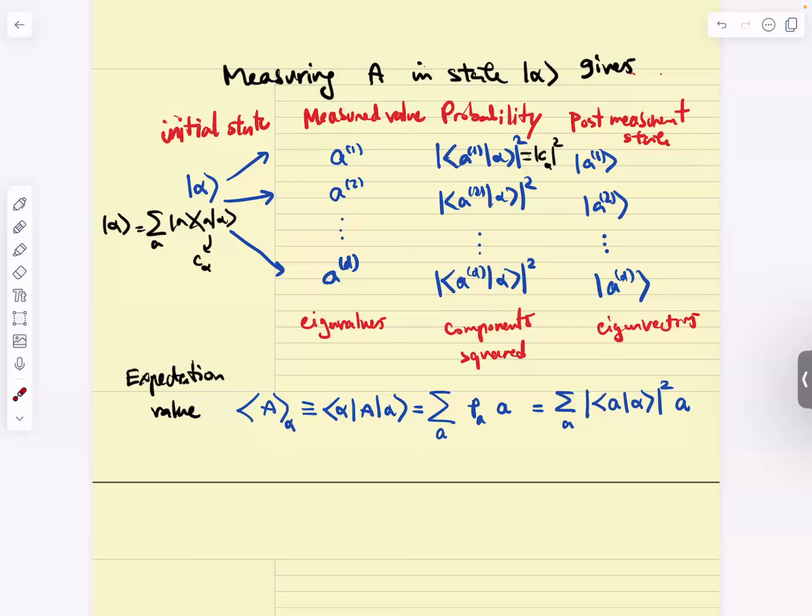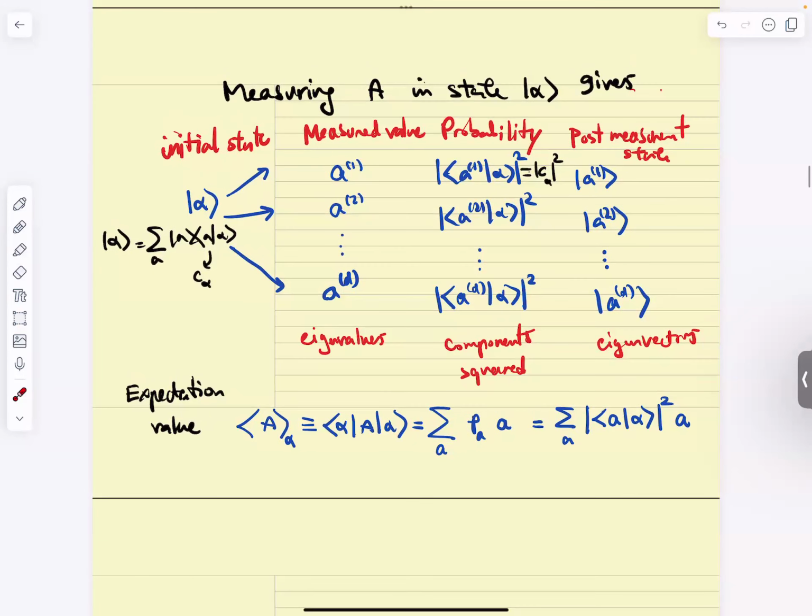That is guaranteed by that resolution of identity that I was talking about, and the fact that these form the completeness relation. We'll get to that in one slide. But let me just pause here for now and ask, is the measurement description clear?